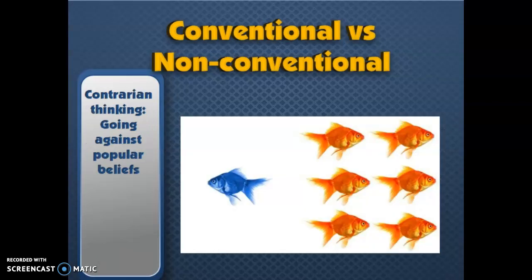The second concept we spoke about in grade 10 was one called contrarian thinking. That means going against the popular beliefs. So everyone might say that this is the right way we need to go, but a contrarian thinker will say, absolutely not, I'm going in a totally opposite direction. So going against popular belief.